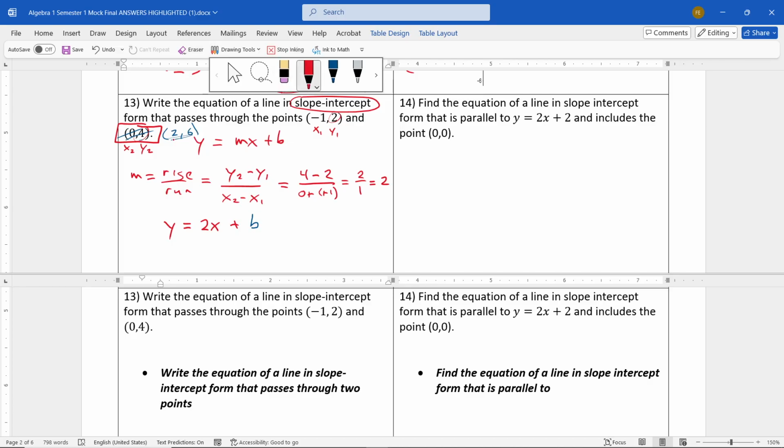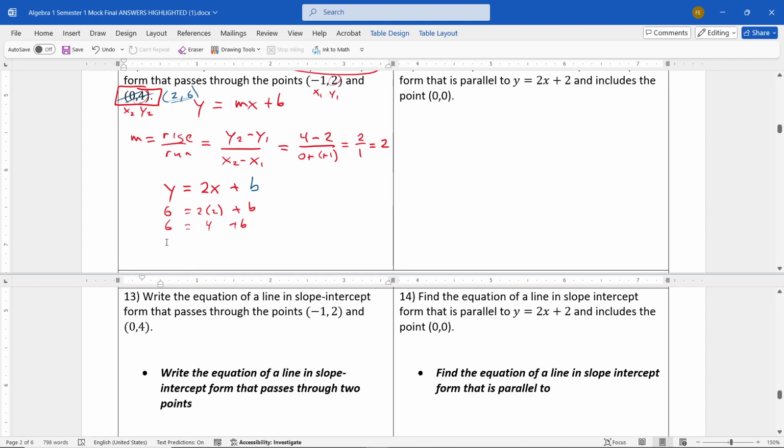So x would be 2, so 2 times 2, y would be 6, and then you would solve this for b. So 2 times 2 is 4. You would subtract 4 from both sides. Subtract 4, subtract 4. That's 2. So then you have b equals 2. And the equation in this case would be y equals 2x plus 2.